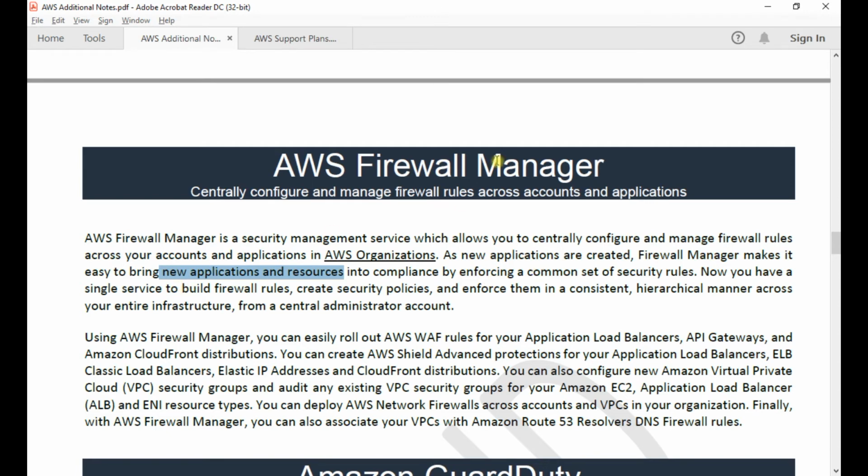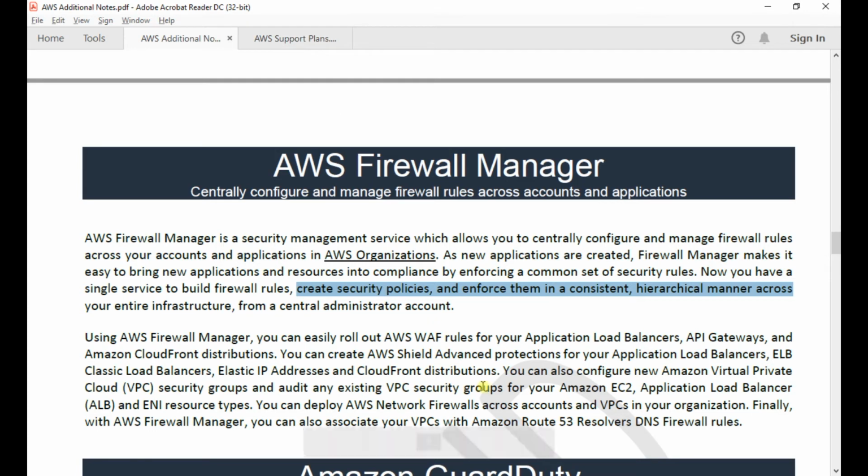Whatever the firewall policy is, say so and so ports should not be opened, like the FTP port should not be opened, you can take a common decision across all the accounts. So if anyone comes under AWS Organizations as an account, the policy will automatically come into the picture. Create security policies and enforce them in a consistent, hierarchical manner. This is about Firewall Manager.